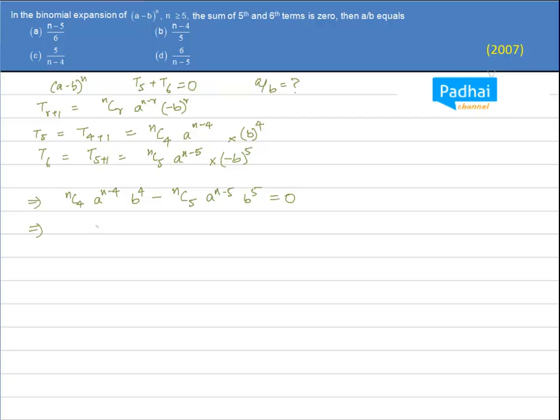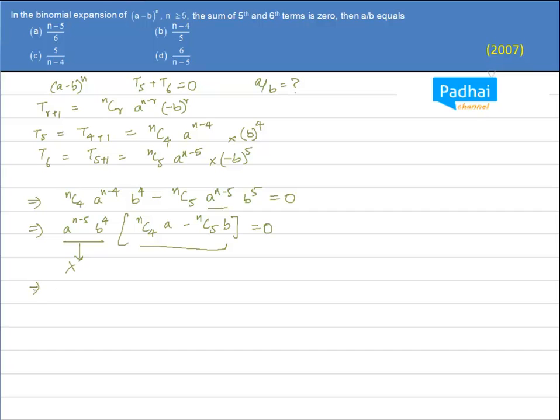Okay, now let's take out the maximum common that is possible. We can take a^(n−5) common and b^4 common. So the things that will be left inside are nC4 a and nC5 b, equal to 0. We know that a and b are not equal to 0, so this term cannot be equal to 0, because if a and b are 0, then the question becomes senseless, because 0 minus 0 is 0, and then there will be no fifth and sixth term. So the remaining term has to be 0.